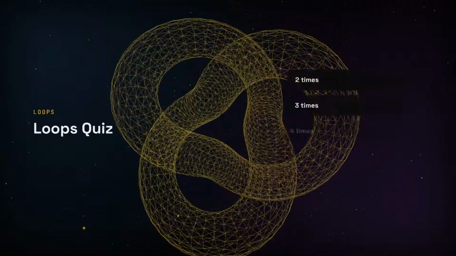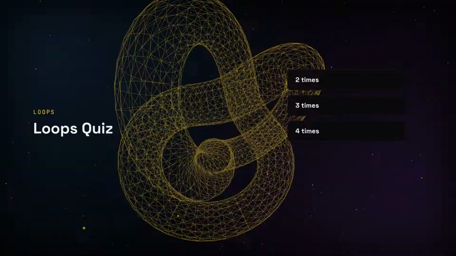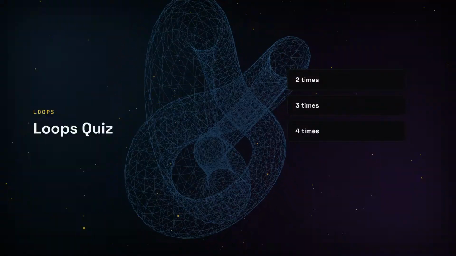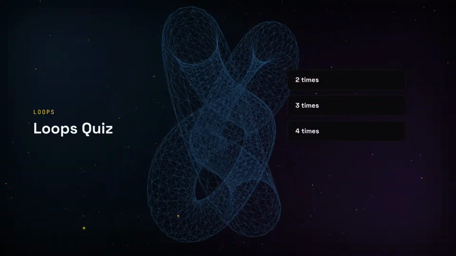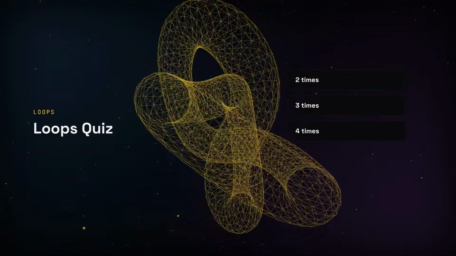Let us test your understanding of Python loops. Look closely at the code on your screen. Count equals 1, while count less than 4, print count, and count equals count plus 1. How many times will the loop print to the screen?